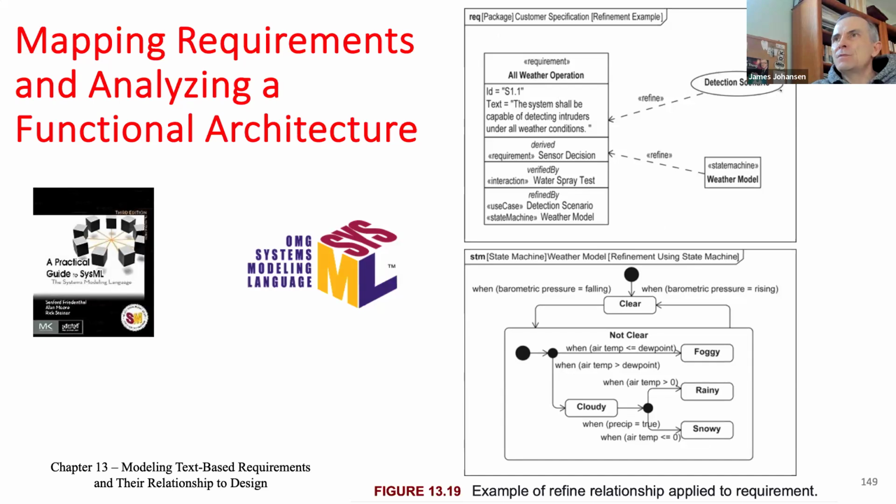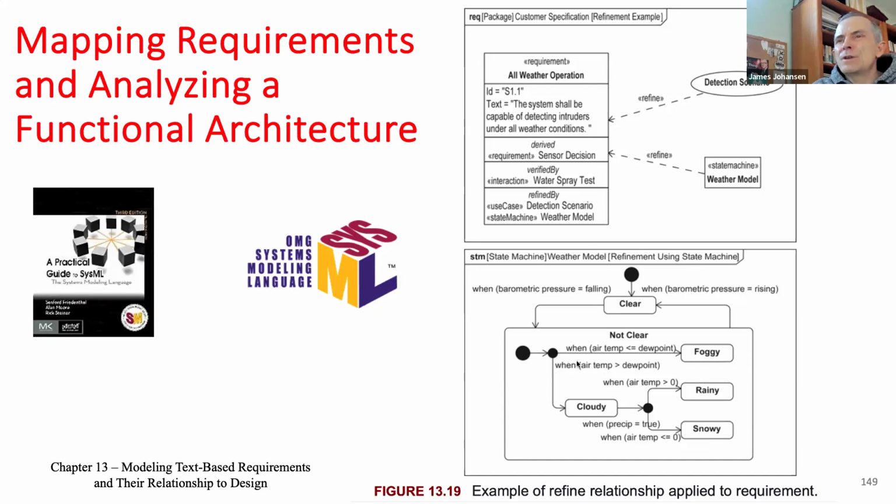And so you could copy and paste that and show how this relationship where it refines. And so that comes in. We're also having a state machine from a weather model that's also used here to help refine this requirement. And so here we can see the weather model in more detail.